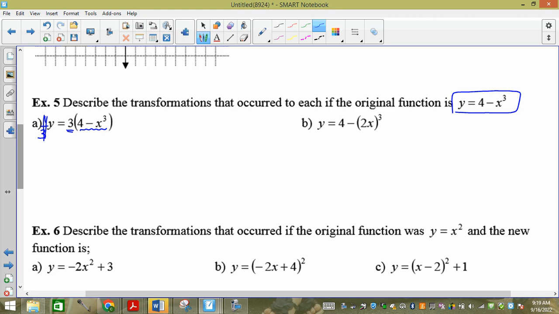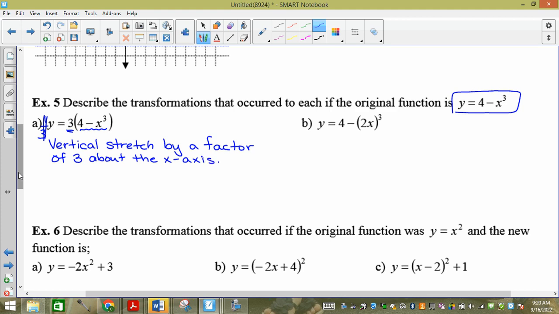Some people are telling me reflections, translations. No, that was there. That's from there to there. Nothing has occurred between those two, right? So we know that this is a vertical stretch by a factor of what? Of 3. About the opposite axis. So it's about the x because it's affecting the y's, right?